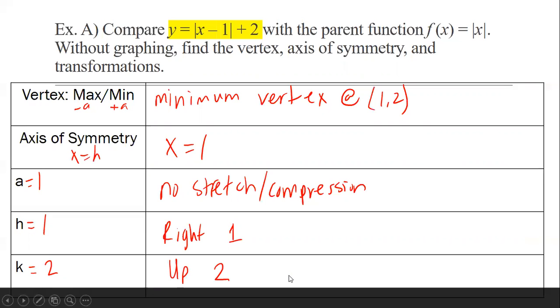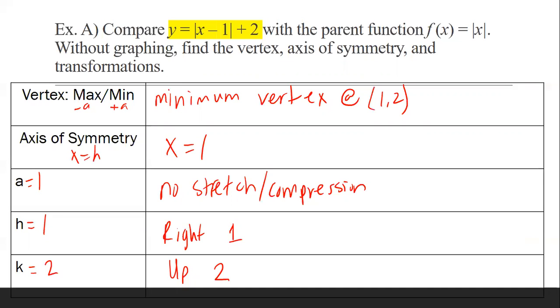So just from this function, if you were given any of these questions, you should be able to answer it. If it asks you what kind of vertex you have, you should say, I have a minimum vertex. If it asks you what's the axis of symmetry, you should be saying, oh, that's my H, so at X equals 1. If it asks what transformations took place, A equaled 1, so no stretch or compression. H equals 1, so I went right 1. K equals 2, so I went up 2.